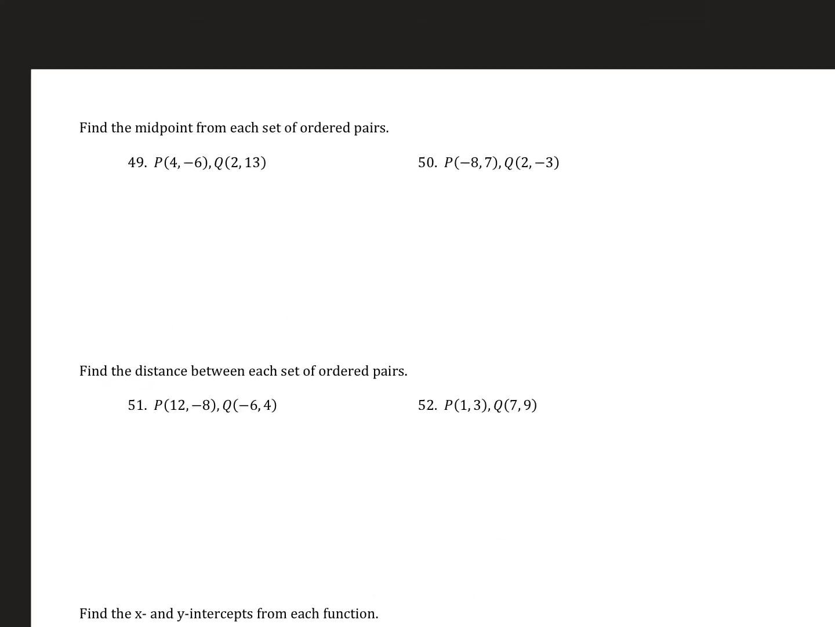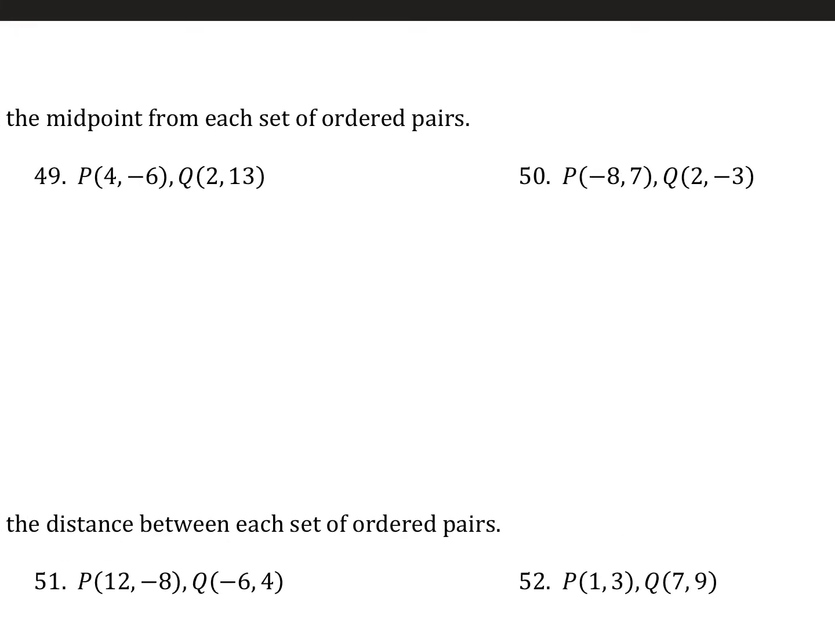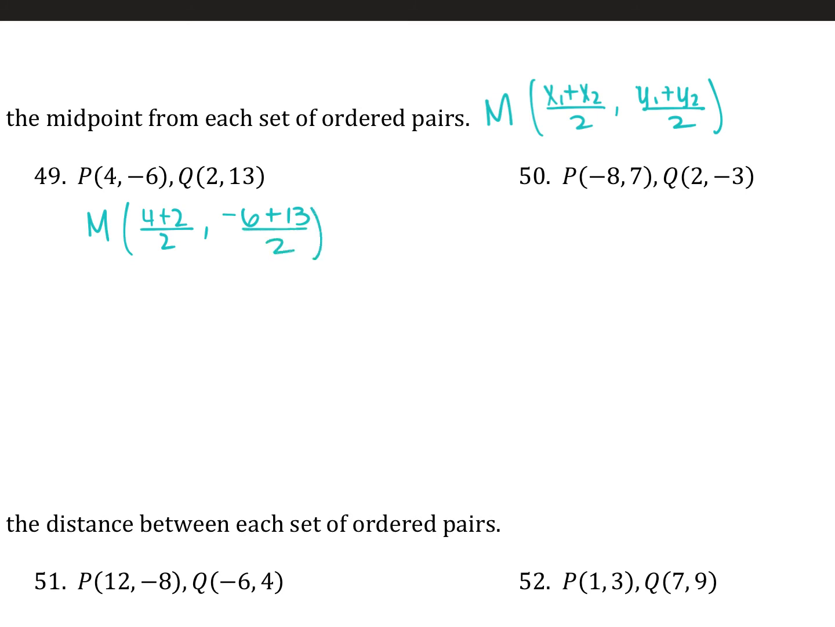For 49, it tells you to find the midpoint from each set of ordered pairs. To take your midpoint, it's going to be the sum of your x values divided by 2, comma, the sum of your y values divided by 2. So for 49, you have p, which is (4, negative 6), and q, which is (2, 13). If we find our midpoint, we're going to add 4 and 2, divide that by 2. Also add negative 6 and 13, divide that by 2. So the 4 plus 2 gives us 6 over 2. The negative 6 plus 13 gives us 7 over 2. So we simplify the 6 over 2 to be 3, and 7 over 2.